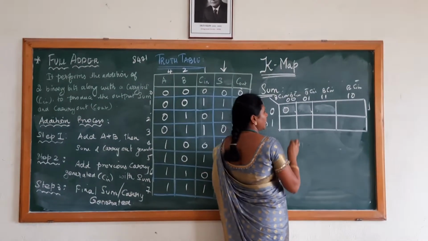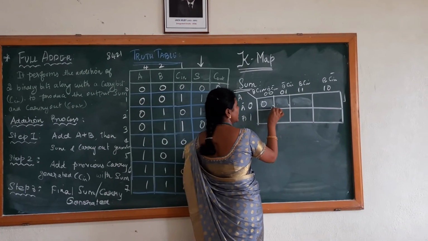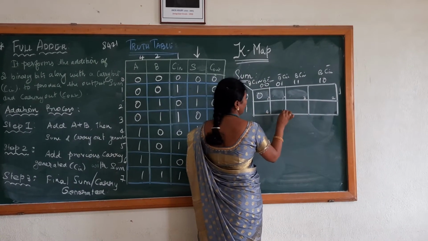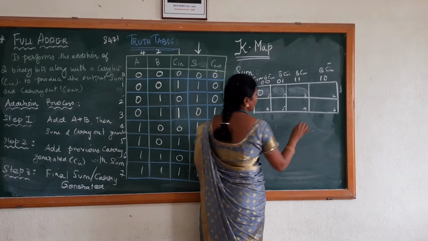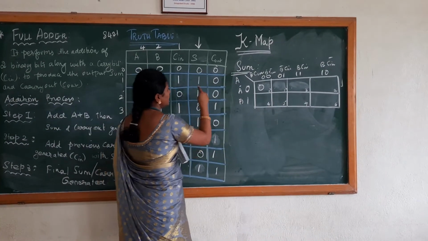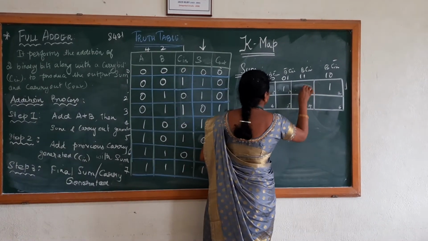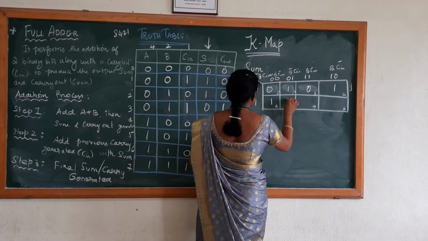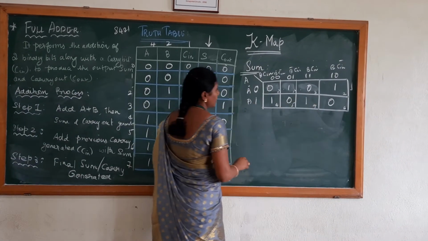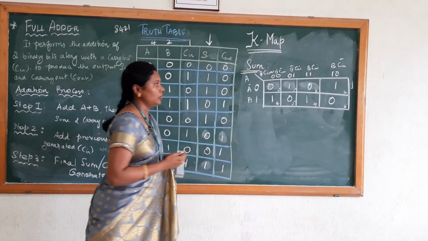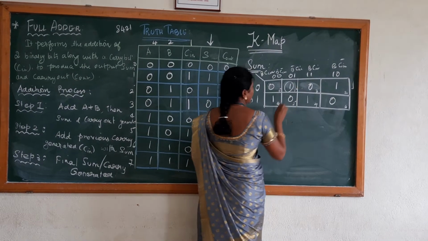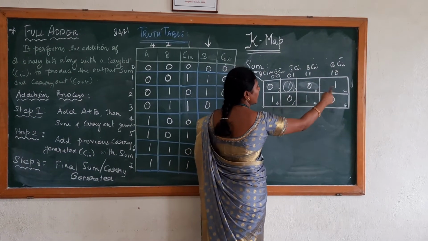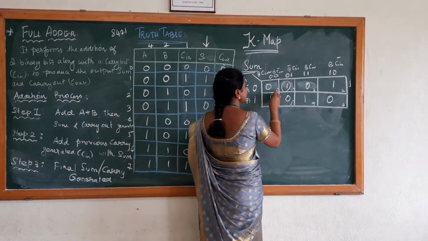Now do remember, for a 3 variable K-map, the cell values are 0, 1, 2, 3, 4, 5, 6, 7. So it's a shortcut. Start plotting it: 0, 1, 1, 0, 1, 0, 0, 1. Look at this, I have plotted it easily. Do remember this. And the next step is grouping. Here no adjacent cell is common, so I couldn't group it. So I will go for singular grouping.